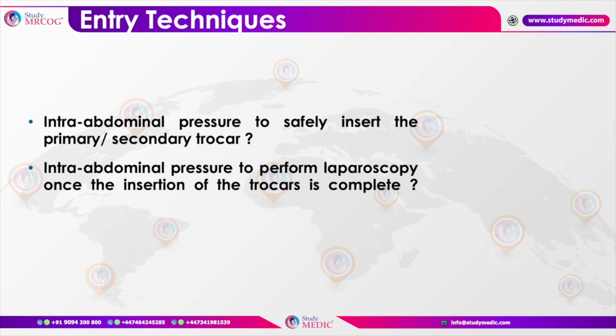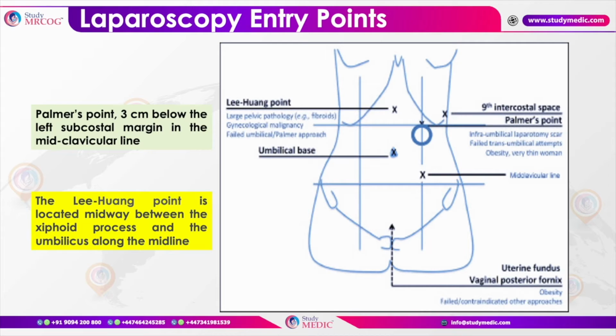Now, what should be the intra-abdominal pressure that you should set while inserting the trocars? For primary and secondary trocar insertion, the pressure should be around 20 to 25 millimeter of mercury, and the laparoscopy, the entire procedure, should be performed at a set pressure of around 12 to 15 millimeter of mercury. Then what are the various laparoscopic entry points?